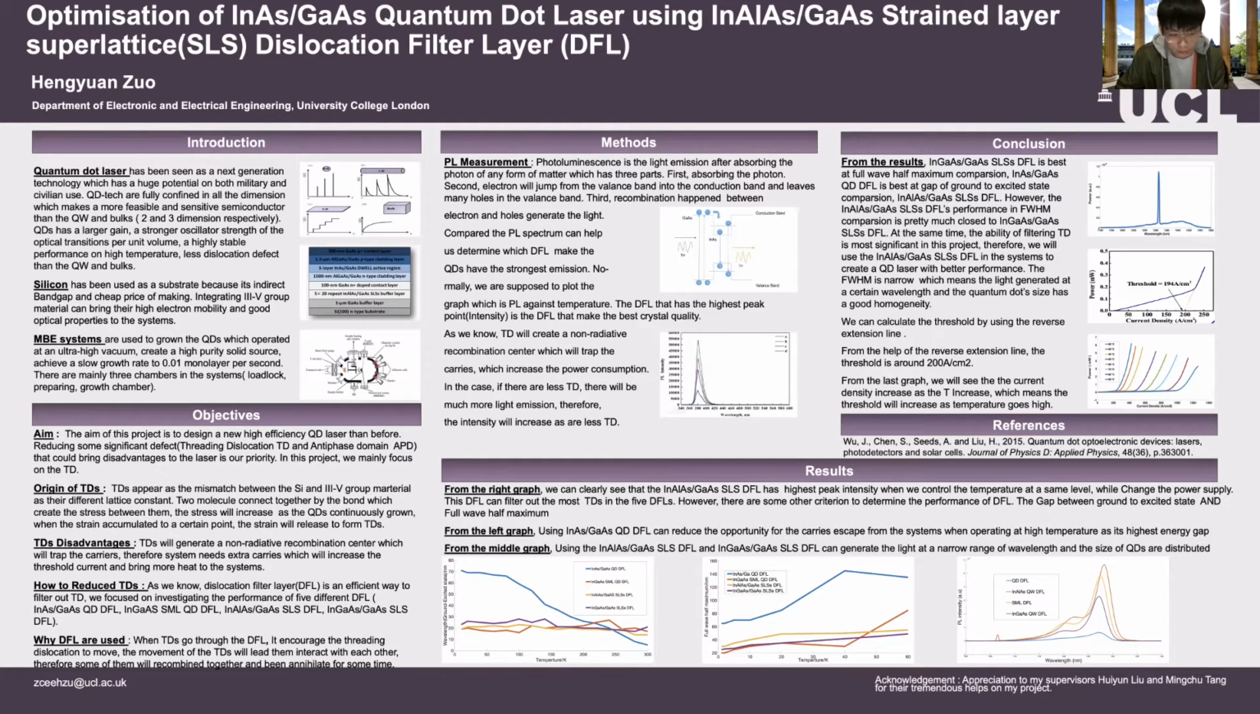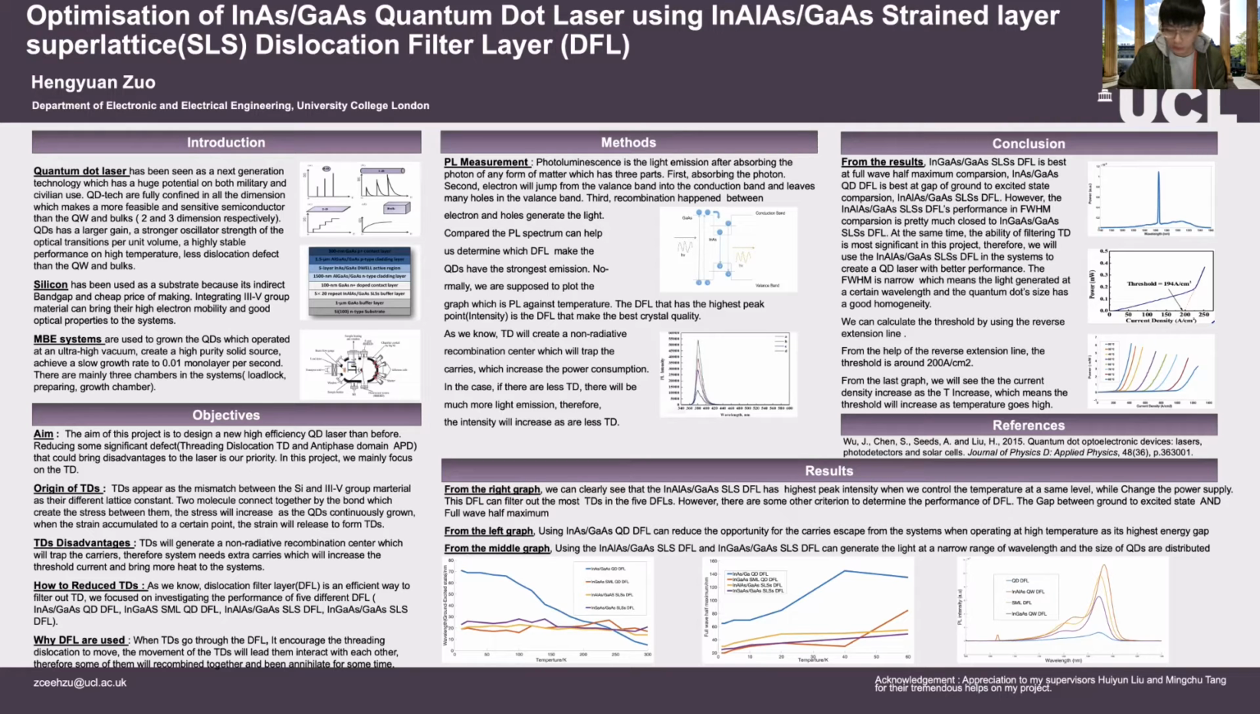So why do we need to get rid of TD? We need to understand the origin of TD. TD basically appears because of the mismatch between the silicon and III-V group materials, as they have different lattice constants. Two materials connected together by a bond will create a stress. The stress will accumulate as the QD grows, and if the strain accumulates to a certain point, it will release and form TDs.